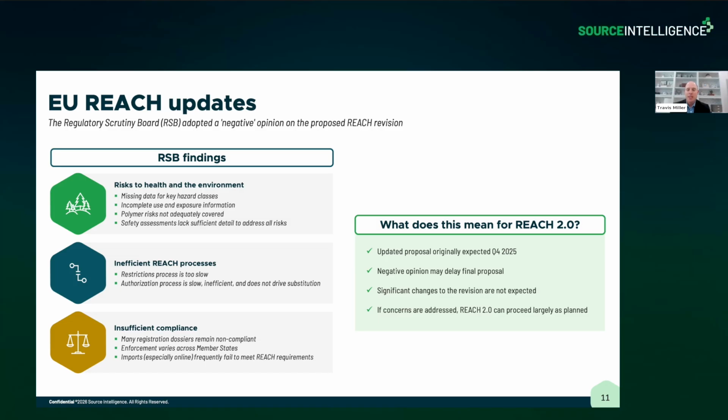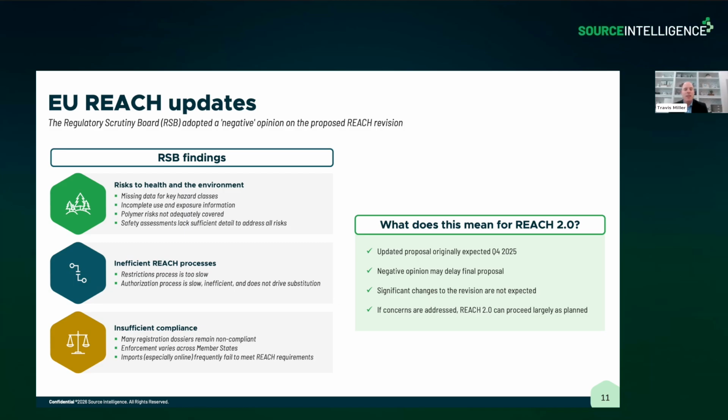What does that mean? Well, it means that they have evaluated not only what the REACH regulation is, but what it should be and how it can be improved to be more meaningful to the European community. And they found that there are missing information sets, there are risks to health and the environment that are in place, there's incomplete usage of information, polymers are not adequately covered, there's safety assessments that do not have sufficient detail.